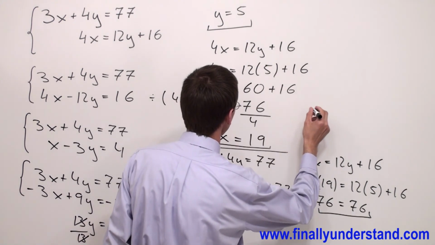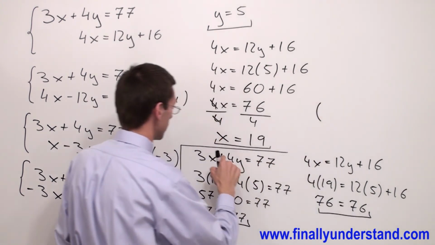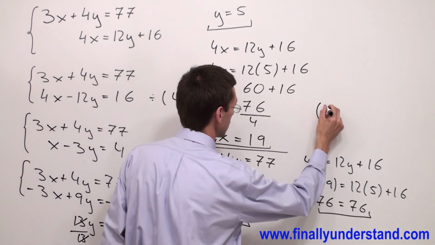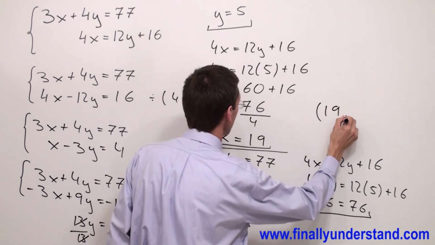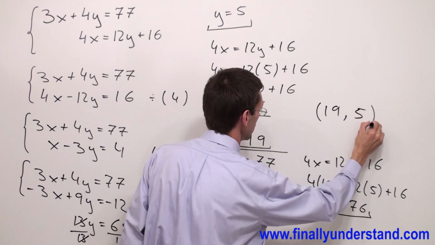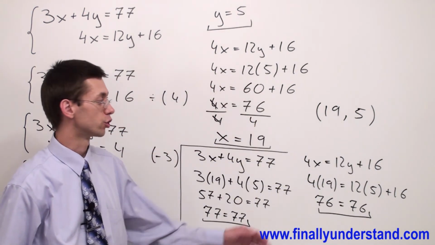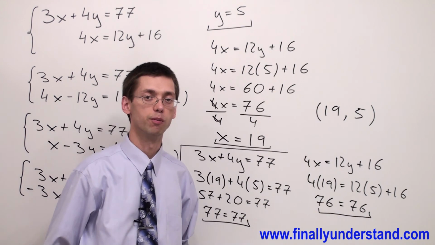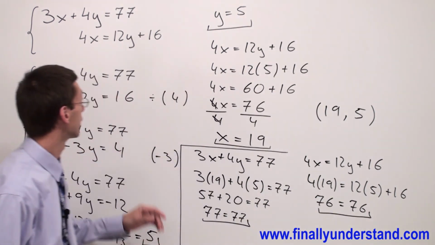Now we are 100% sure that the ordered pair x equals 19 and y equals 5 is the solution to the system of my two linear equations.